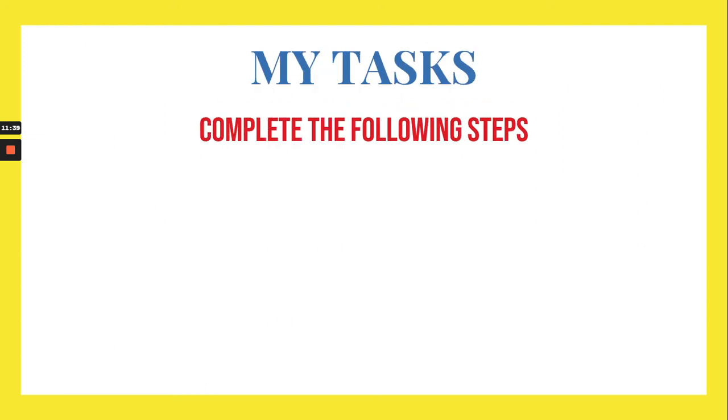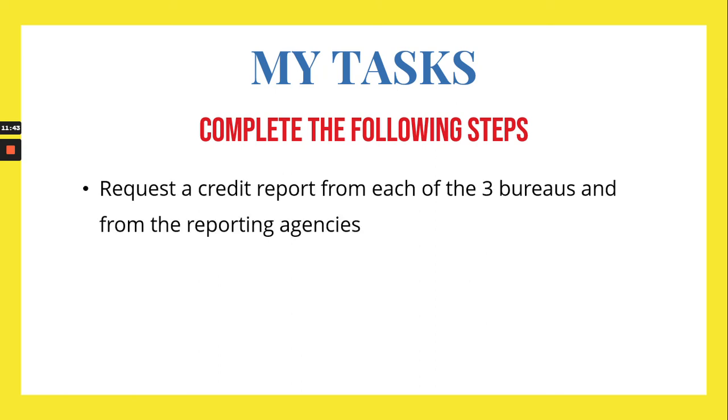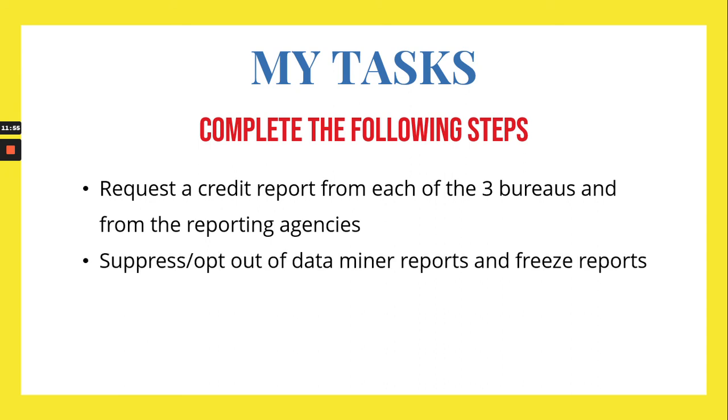So here's some homework, your tasks. You're going to complete the following steps. Request a credit report from each of the 3 bureaus, from the reporting agencies, as I mentioned earlier. So you're going to get your credit reports, order those. You're going to suppress, opt out of data mining reports, and freeze. So you can freeze and suppress your information. You're going to do that with the data miners, not the credit bureaus.